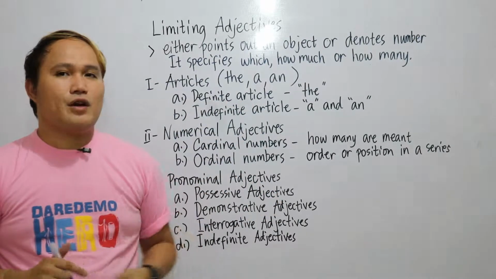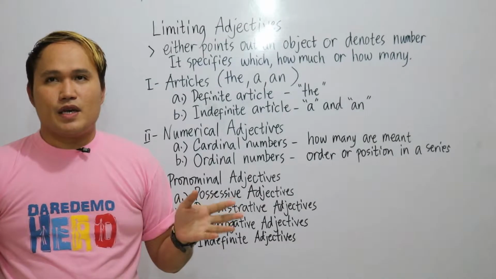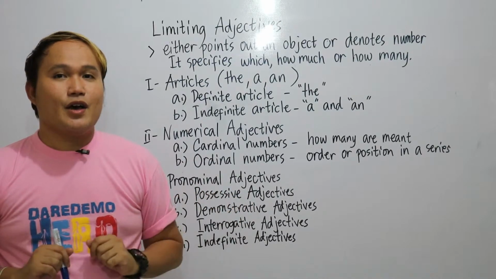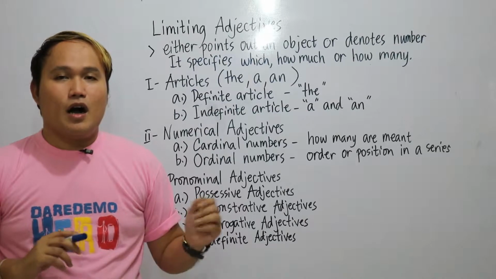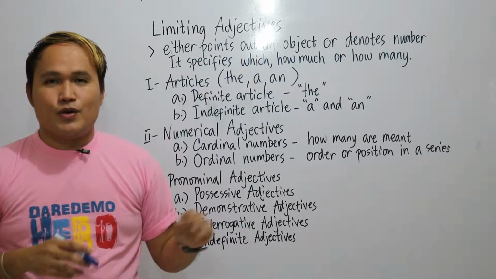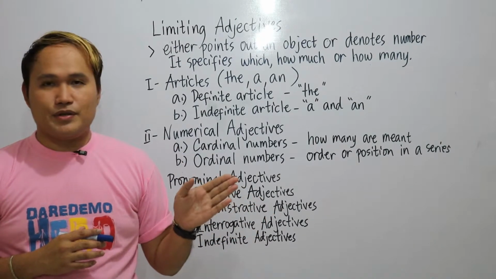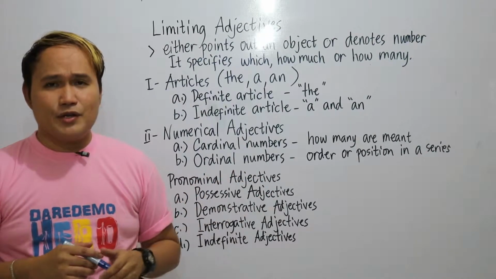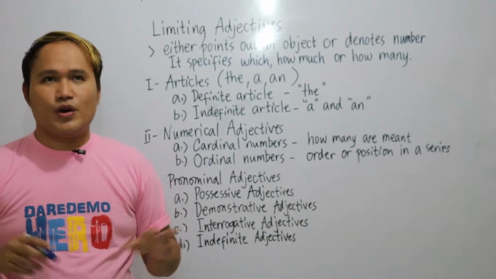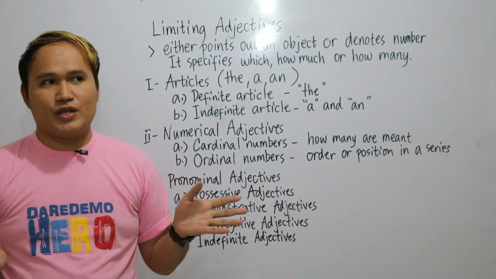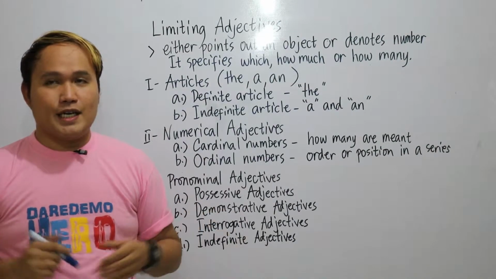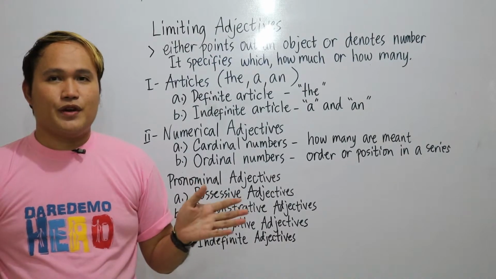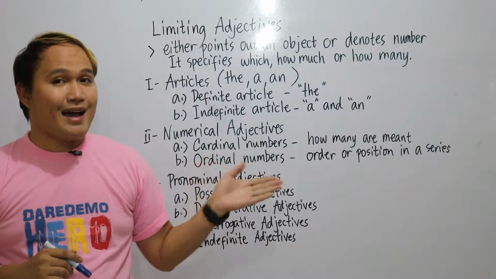Okay, let's have an example for definite article. For example, Shane is a scholar, or one of the scholars of Daredemo Hero Incorporated. She is the grade 9 student of Talamban National High School. So I use the because I am referring to a specific person who is Shane. So that's an example of a definite article. However, for indefinite article, you are not referring to a specific noun, so you can just say a girl is a scholar of Daredemo Hero Incorporated. So you're not referring to a specific noun or a person, that's why you use a or an.